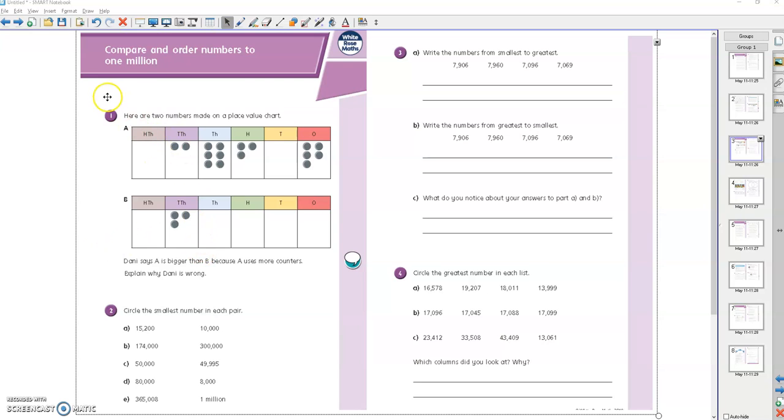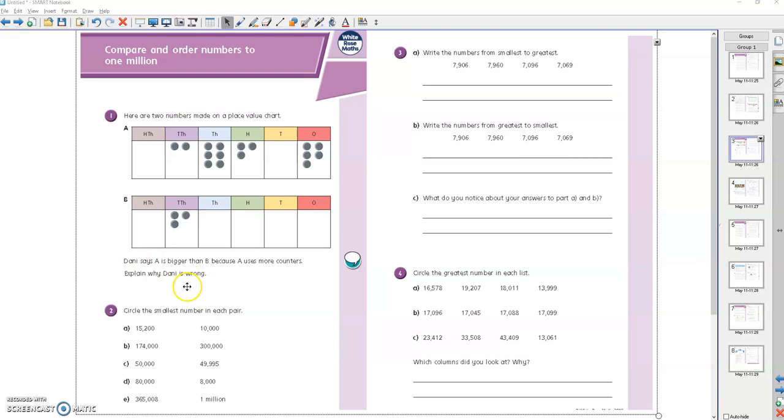Good morning. This is the video for comparing and ordering numbers up to 1 million. So we start off with two place value charts with different counters in different columns. And Danny says that A is bigger than B, so that's A, this is B, because A uses more counters. Explain why Danny is wrong.